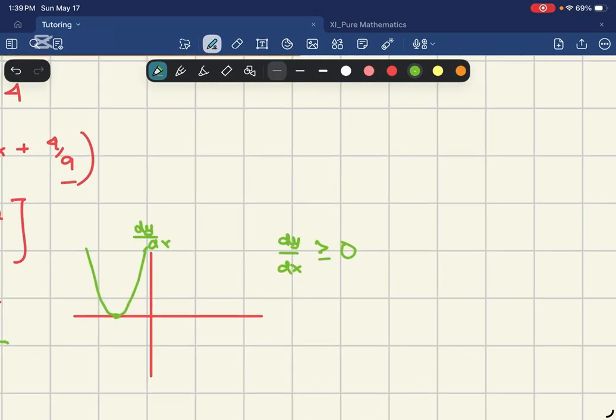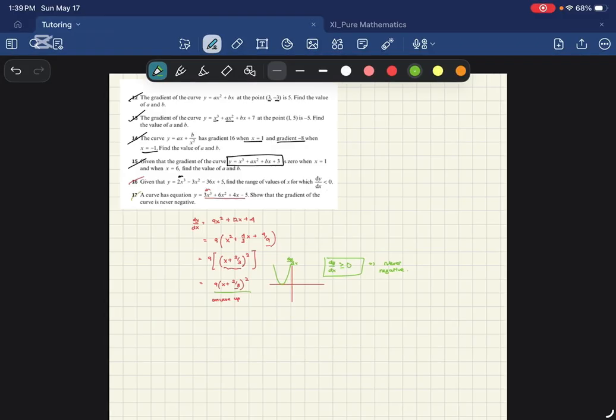So therefore, this implies that the gradient is never negative. And that is it. We're done with 17. And this is it for this topic.